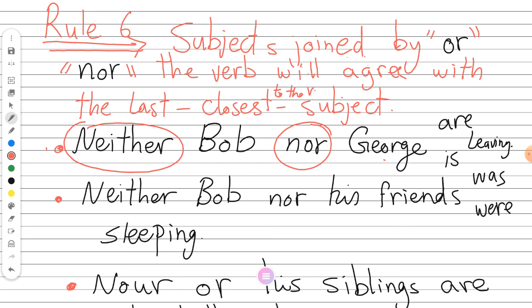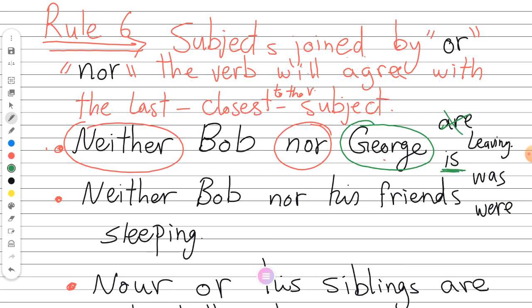Neither alone was another rule. I think it was the third rule, if I remember. There, if we are using neither alone, the verb will be singular. Neither Bob nor George means not Bob, not George. The rule says it will agree with the last or the closest subject to the verb. The last subject here is George, who is also the closest one to the verb. He is singular, so the verb is supposed to be singular too. It will be is leaving.